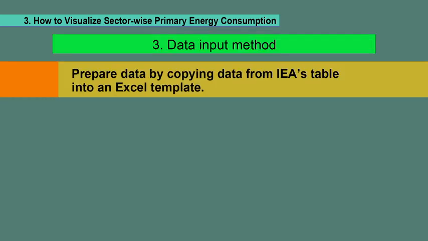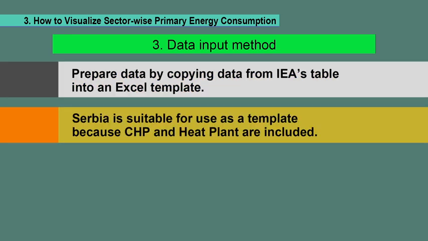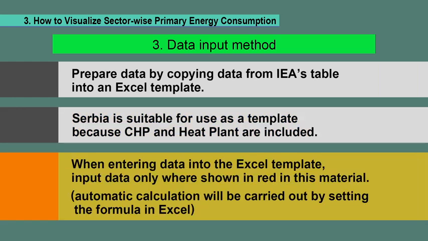Prepare a template for data input. As with the EBFs, copy the data from the IEA table. As a template, complex cases like Serbia's that include CHPs and heat plants is versatile and appropriate. Most countries only have electricity plants, so calculation is very simple. The data that needs to be entered is shown in red. For other parts, once functions are set, automatic calculation enables the table and chart in the middle to be generated.